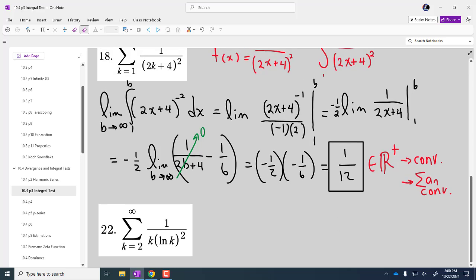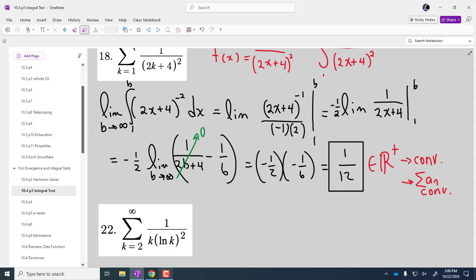hanging out in the denominator. Basement dwelling log functions. We did some of those with improper integrals. 1 over x ln x, 1 over x ln x quantity squared. Imagine doing an improper integral, only you have to do L'Hopital's for the limit. There we go. L'Hopital's.